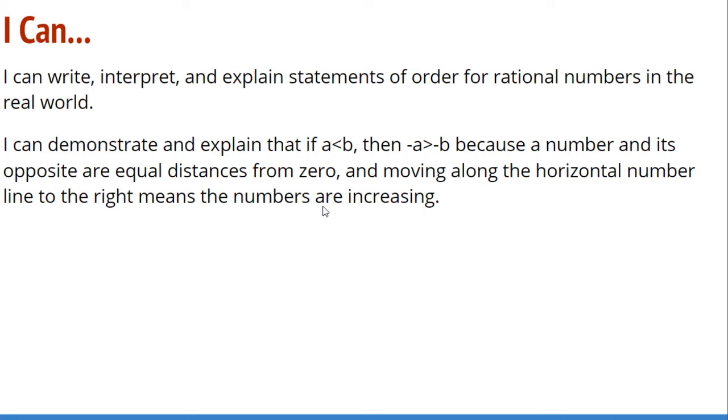And we are going to demonstrate and explain that if a is less than b, then negative a is greater than negative b, straight out of lesson 7. Because a number and its opposite are equal distances from 0, and moving along the horizontal number line to the right means the numbers are increasing, becoming greater.